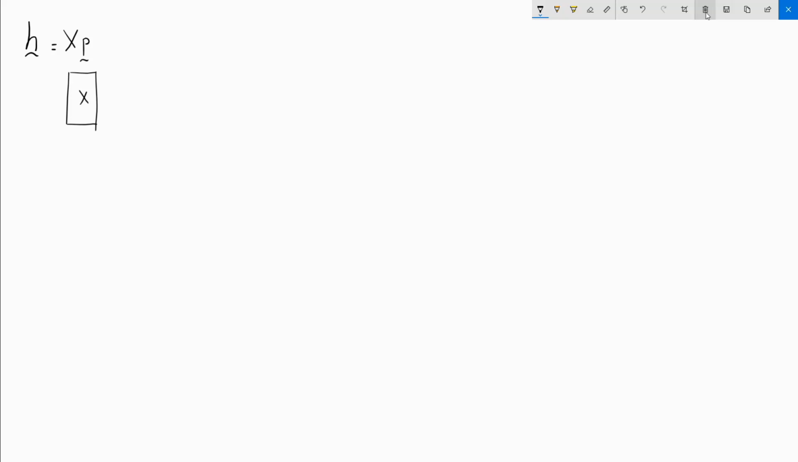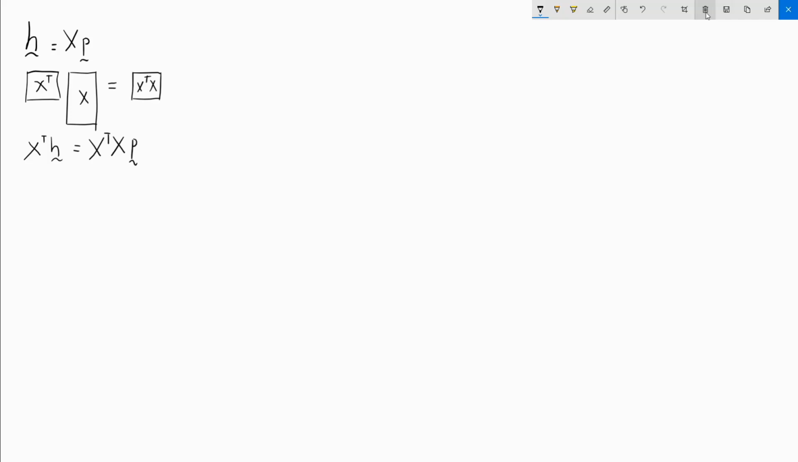So the first thing I have to do is create a square matrix. Let me do that by multiplying both sides of this equation by Xt. Xt is the transpose of X. And when I do that, I end up with a square matrix that has the same number of rows and columns as does the vector P. So let me multiply both sides of the above equation by Xt. XtH equals XtX p.